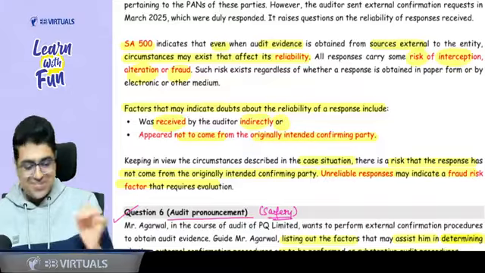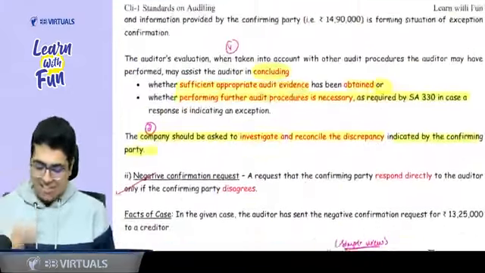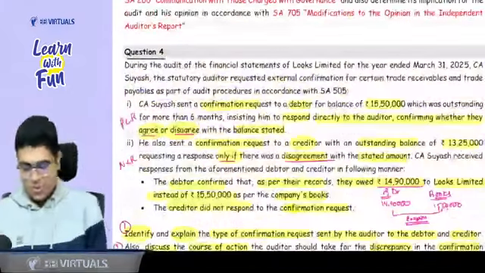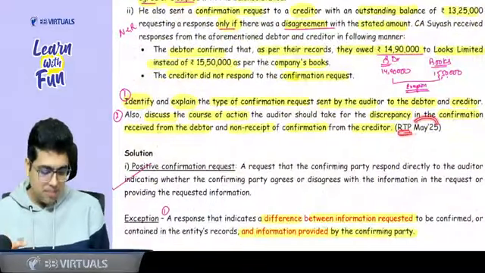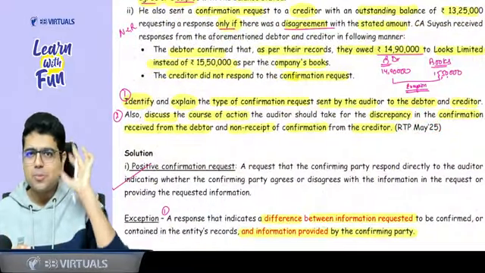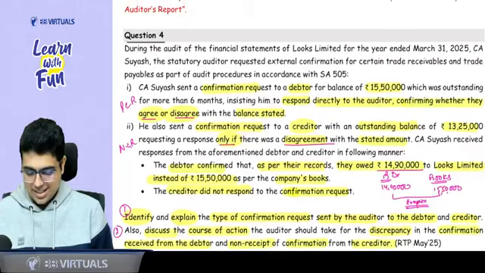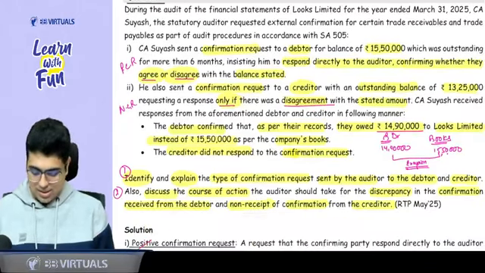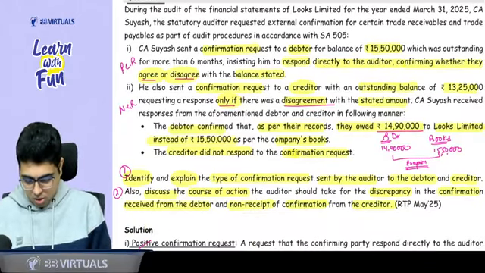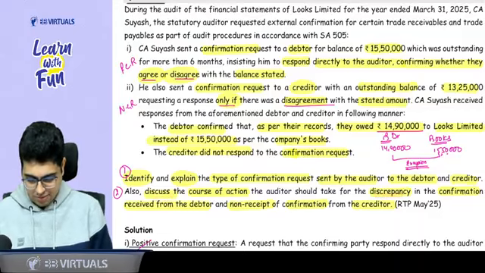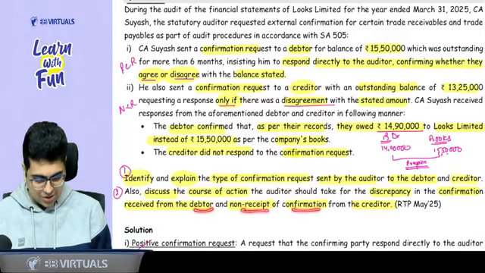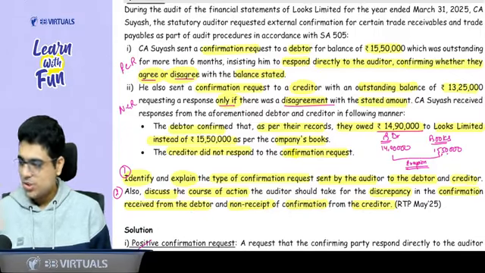Now come to the question bank. I have an amazing question for you. Question number 4. Asked in RTP May 25. Are you people ready? Yes, sir. Let's see what this question says. Also discuss the course of action if there is a discrepancy from debtor and non-receipt of confirmation from creditor. We need to read the whole question.